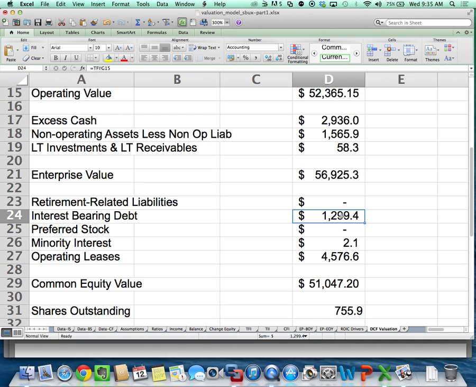Same thing, that's what I was talking about, market value of the non-operating assets we'd want to put in there. And in an ideal world, we'd want to do the market value of the preferred stock. If we could figure it out, the market value of the minority interest. If we could figure it out, the real value of the operating leases on a present value basis. But because we don't have easy access to that information, we'll use the book values as a proxy.